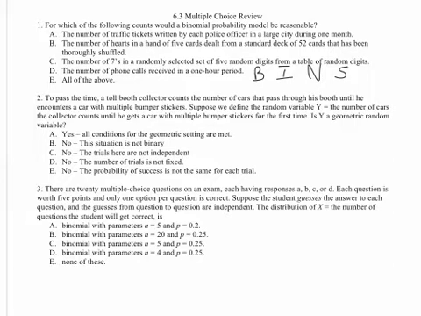Just starting to look at choice A: the number of traffic tickets written by each police officer in a large city during 1 month. That is not a fixed number of trials. We're not looking at how many tickets, like if out of 50 tickets written by a police officer, what percent are a certain violation? That might be more binomial. But A is not binomial.